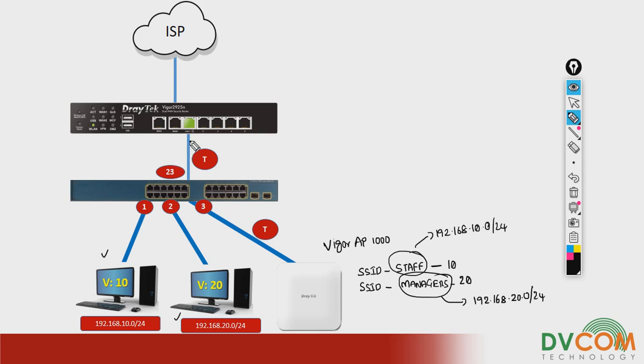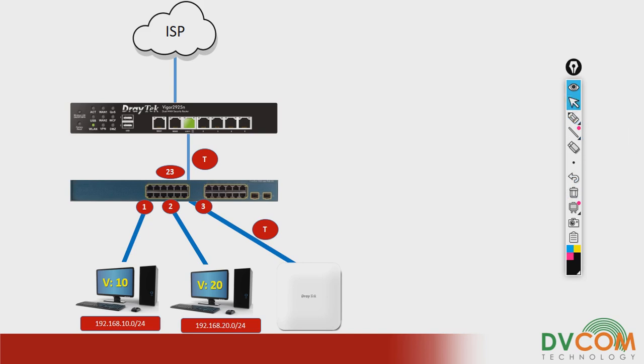Between my router and my switch, I connected with port number 23 and I tagged the port so that all the VLANs can be accessed through this tagged port. Let's have a look at what changes I made in my DrayTek router.